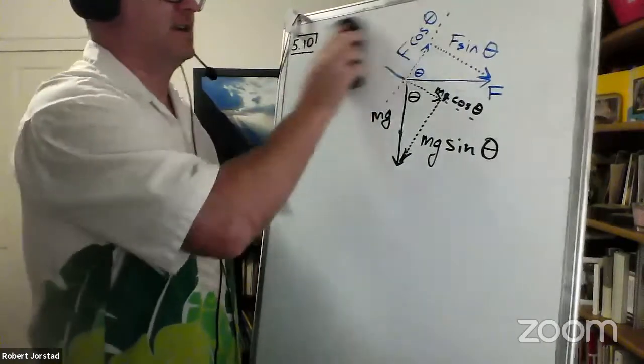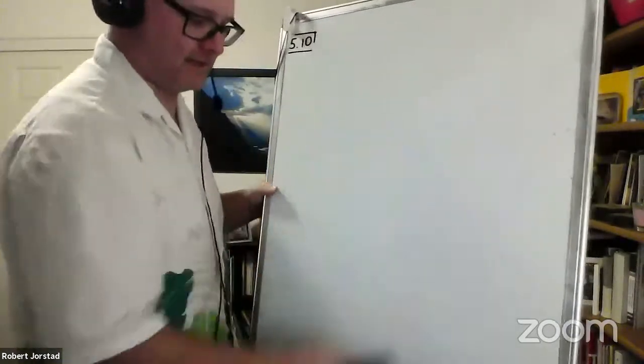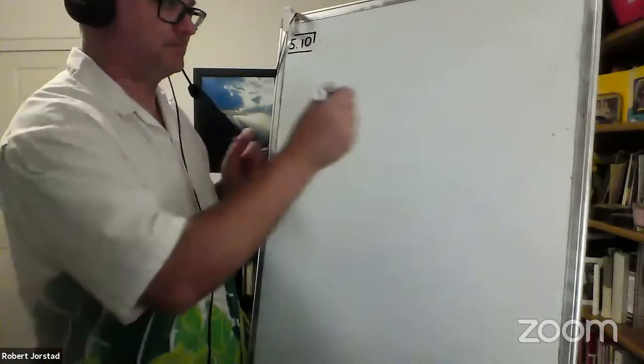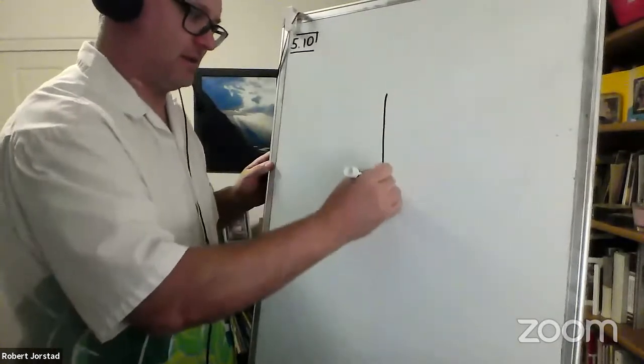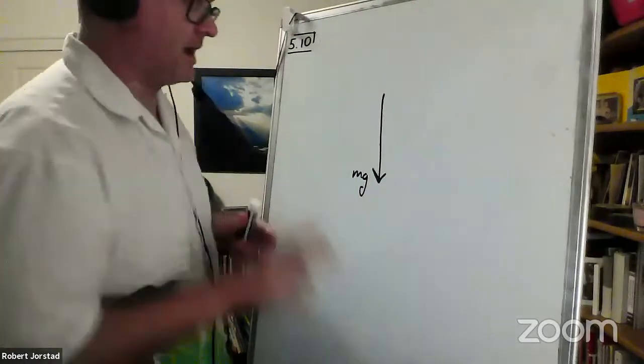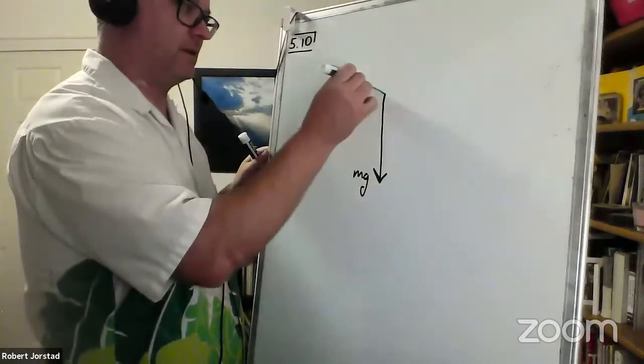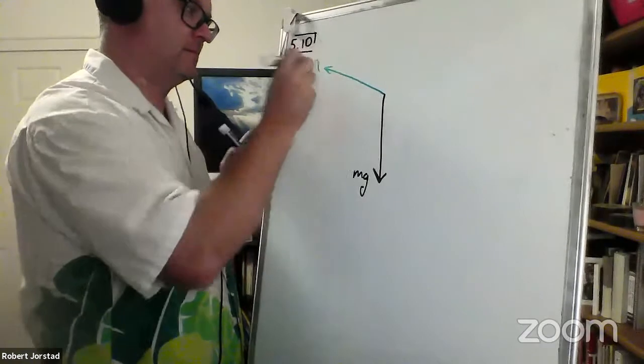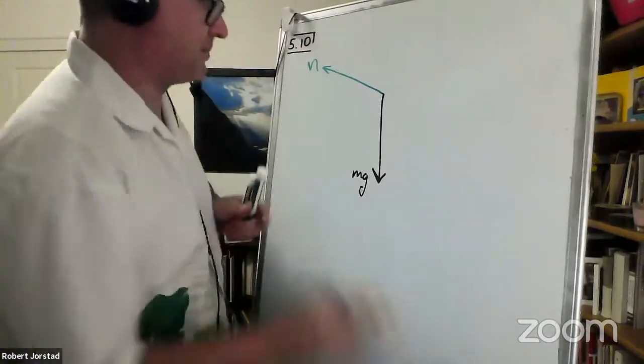Give me a second here. So we're doing the same problem in a different way, I think. And then I'm just going to get a little bit lazy here. Here's mg. We had a normal force that was pretty far over. And then we had a force applied this way.